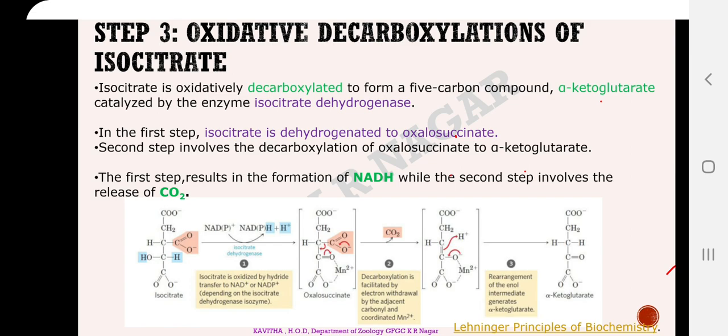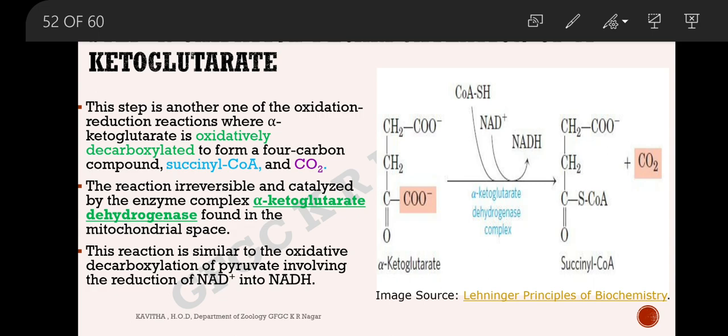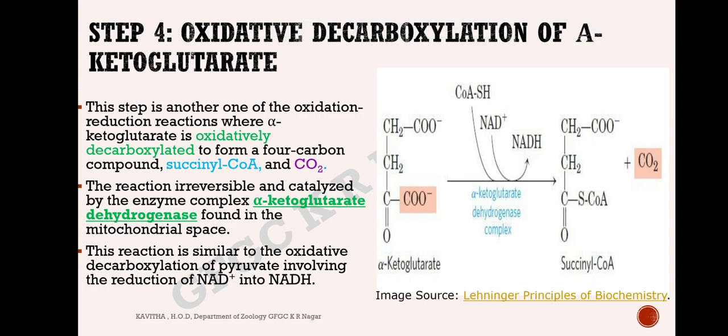Oxidative decarboxylation of isocitrate. So isocitrate is oxidatively decarboxylated into alpha ketoglutarate. In the next step, what happens? This alpha ketoglutarate will once again undergo oxidative decarboxylation to form succinyl coenzyme A, where the carbon dioxide from alpha ketoglutarate is eliminated.